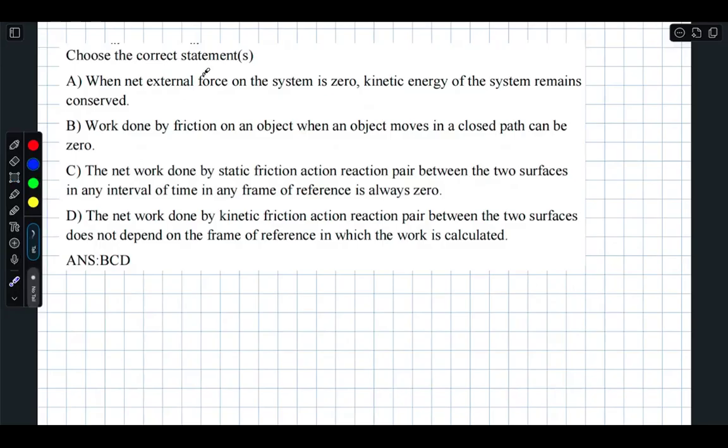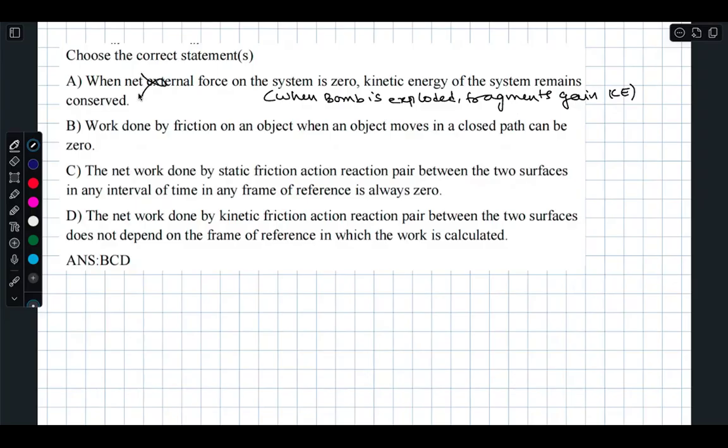When the net external force on the system is zero, kinetic energy of the system remains conserved. Not necessarily correct. For example, when a bomb is exploded, fragments gain kinetic energy. There is no external force, but still the fragments gain kinetic energy. So therefore, KE conserved is wrong.